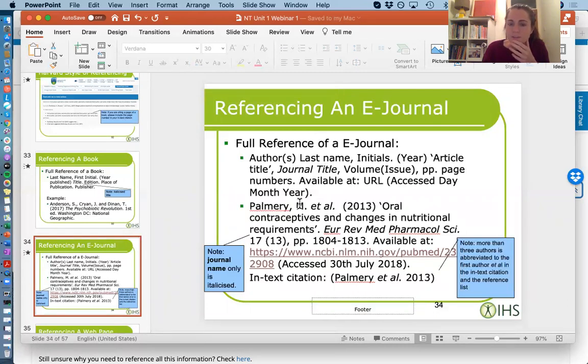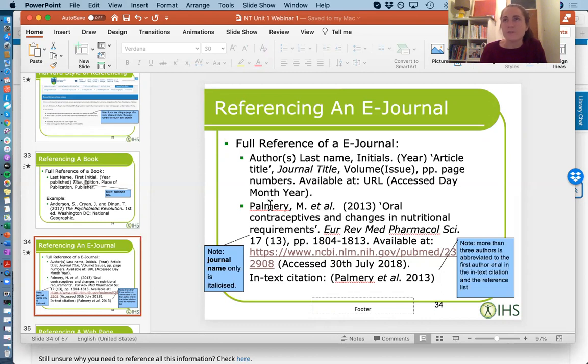There's their initial. And a lot of the time when you have an e-journal, you'll have more than 3 authors in the list of authors. And if that's the case, you just need to use et al. Okay, so you don't have to write out 10 authors. If it's more than 2 or 3, you just put in et al. So that's really key to note.